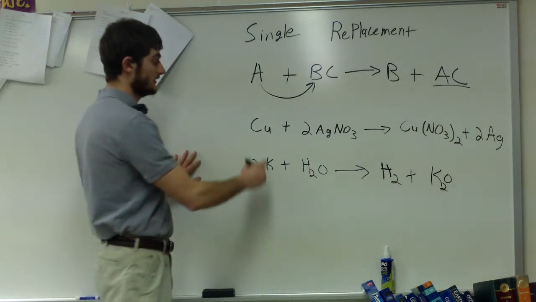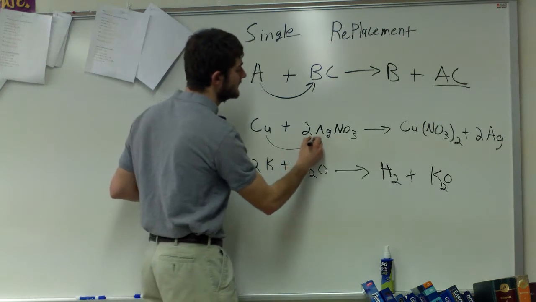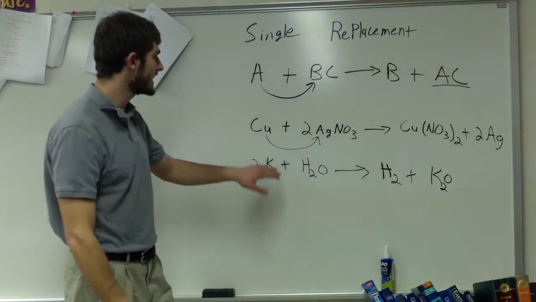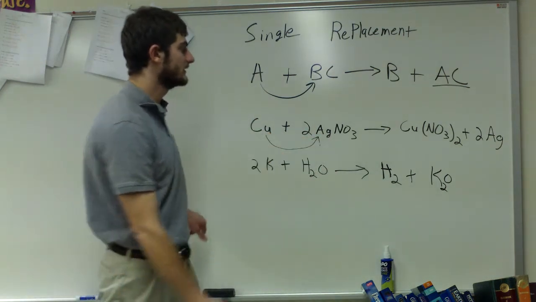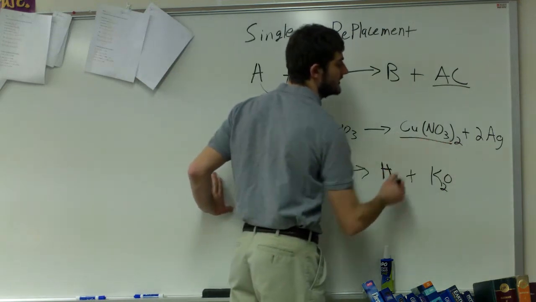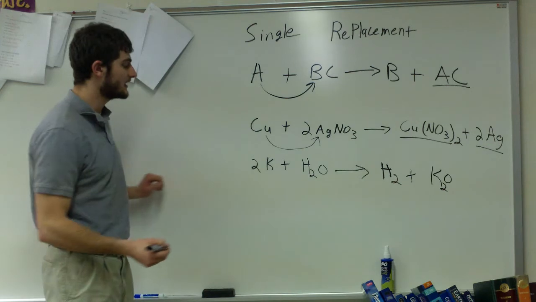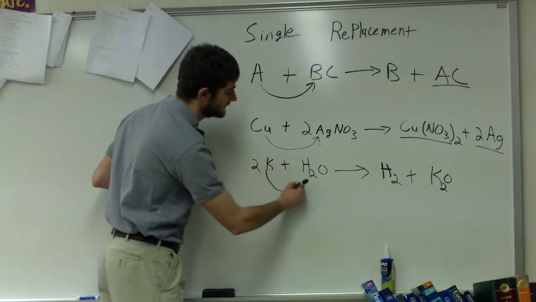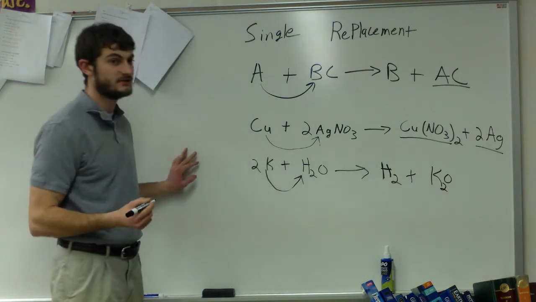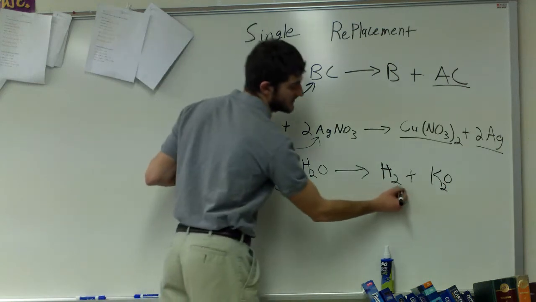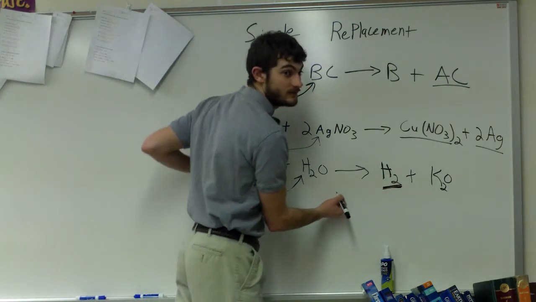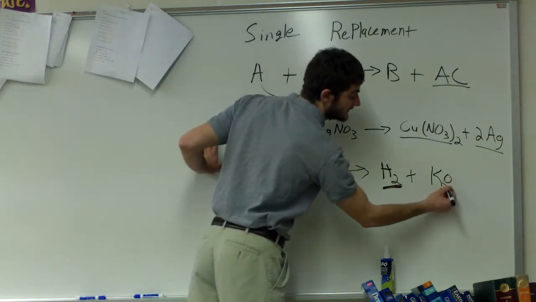In each of these, we have one thing replacing the other. The copper cation replaces the silver, so then we have copper nitrate and silver being alone by itself as an element. In the second equation, the potassium is going to come in and replace the hydrogen. The hydrogen gas is now by itself, leaving the compound potassium oxide.